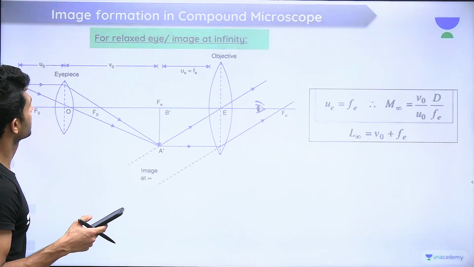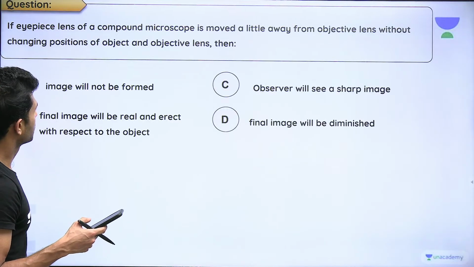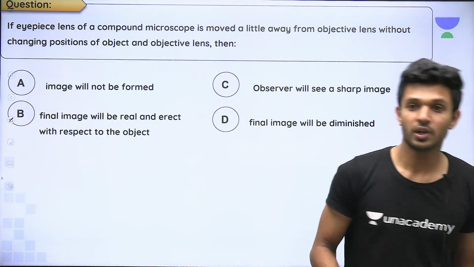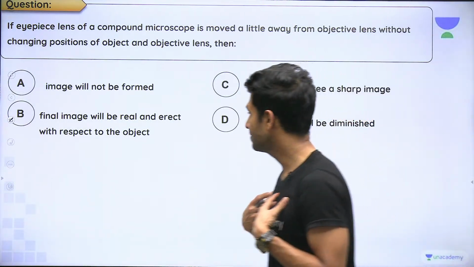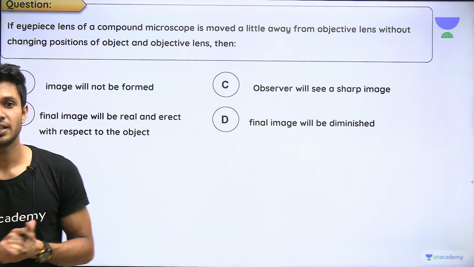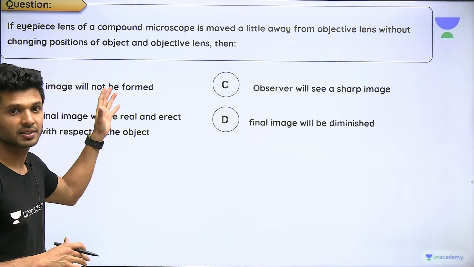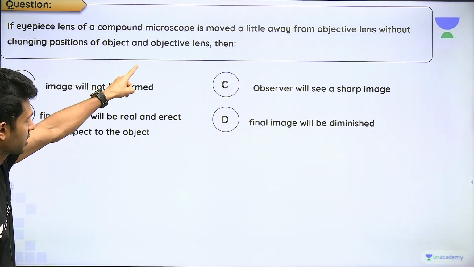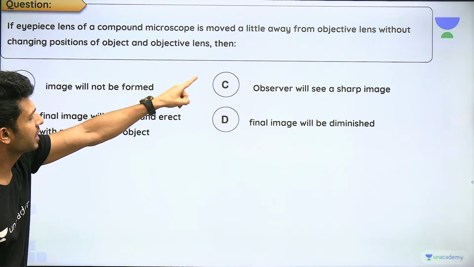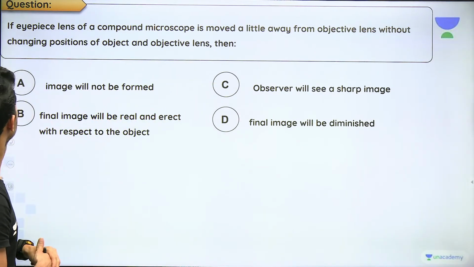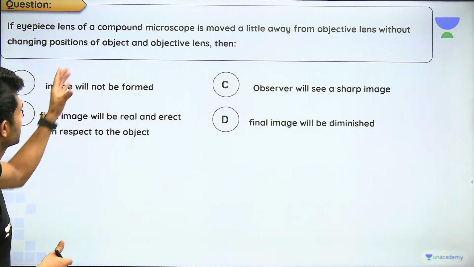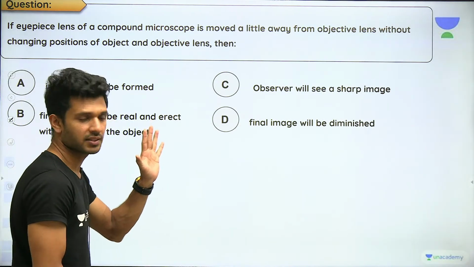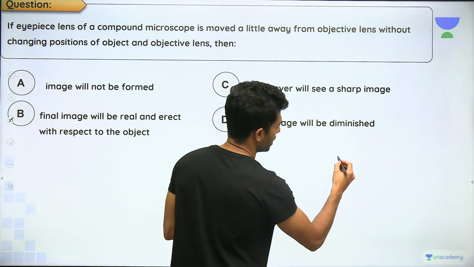Okay, so question. Okay, very good. It's a nice question. Before I give the answer, let me see how many of you can give the answer here. Shall we? If the eyepiece lens of a compound microscope is moved a little away from the objective lens without changing the positions of the object and objective lens, understood? You have the objective lens here. I'll tell you. We'll draw the figure.